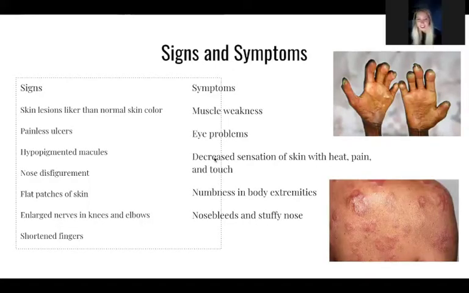All right, so I'm doing the signs and symptoms. Signs are anything that other people can see, or the doctors, anything visual. So signs of leprosy would be skin lesions, usually lighter than your normal skin color, painless ulcers, hypopigmented macules, nose disfigurement, flat patches of skin, enlarged nerves in your knees and elbows, and shortened fingers and toes.